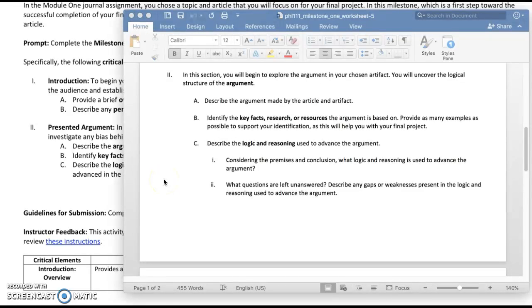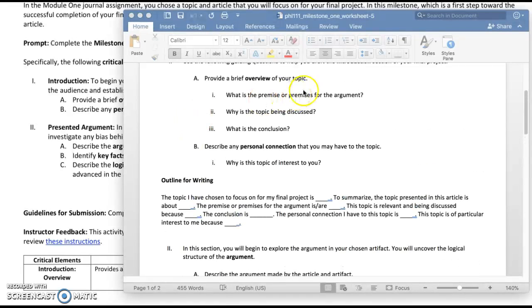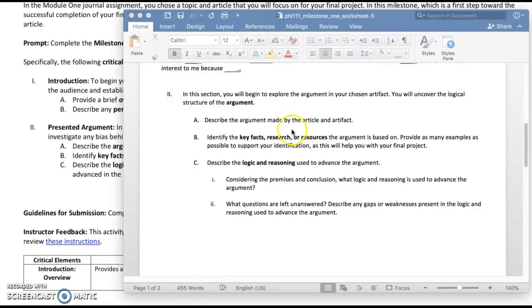Okay, your next section, this is where you're really going to get into the heart of the argument. Okay, so describe the argument made by the article or the artifact. Just take a note here. This is going to be more of a summary of the article. This is a really detailed structure of the argument.